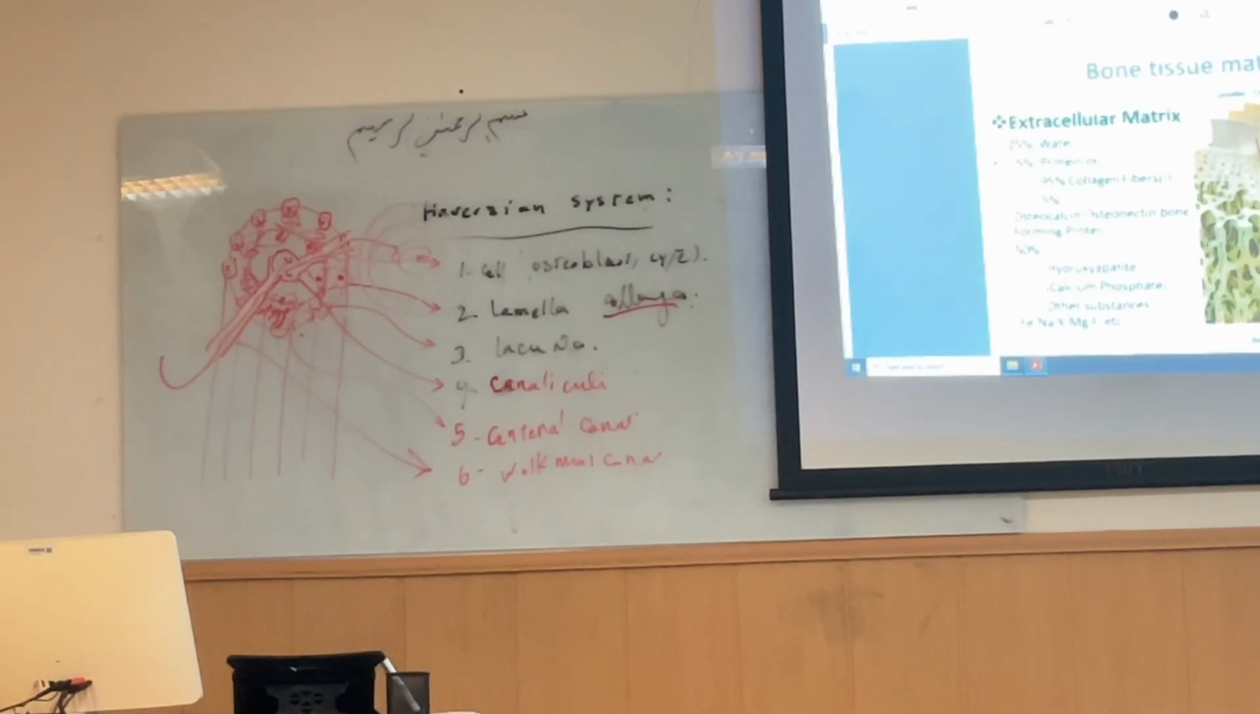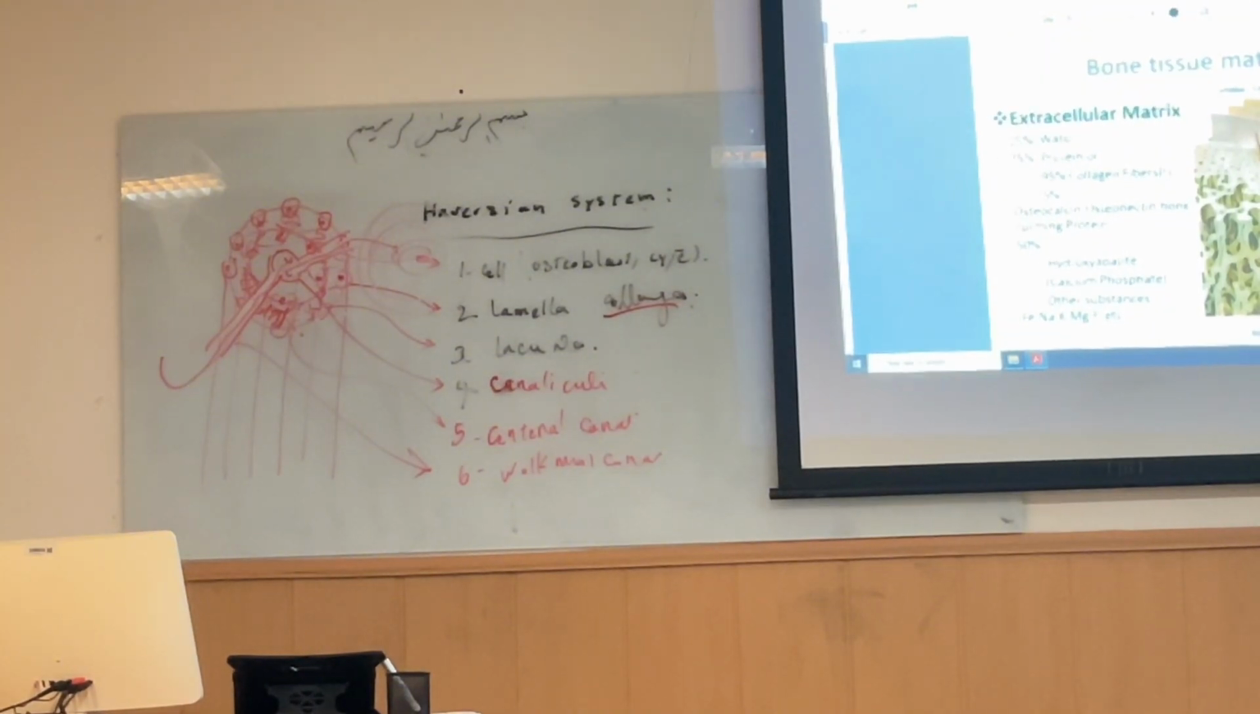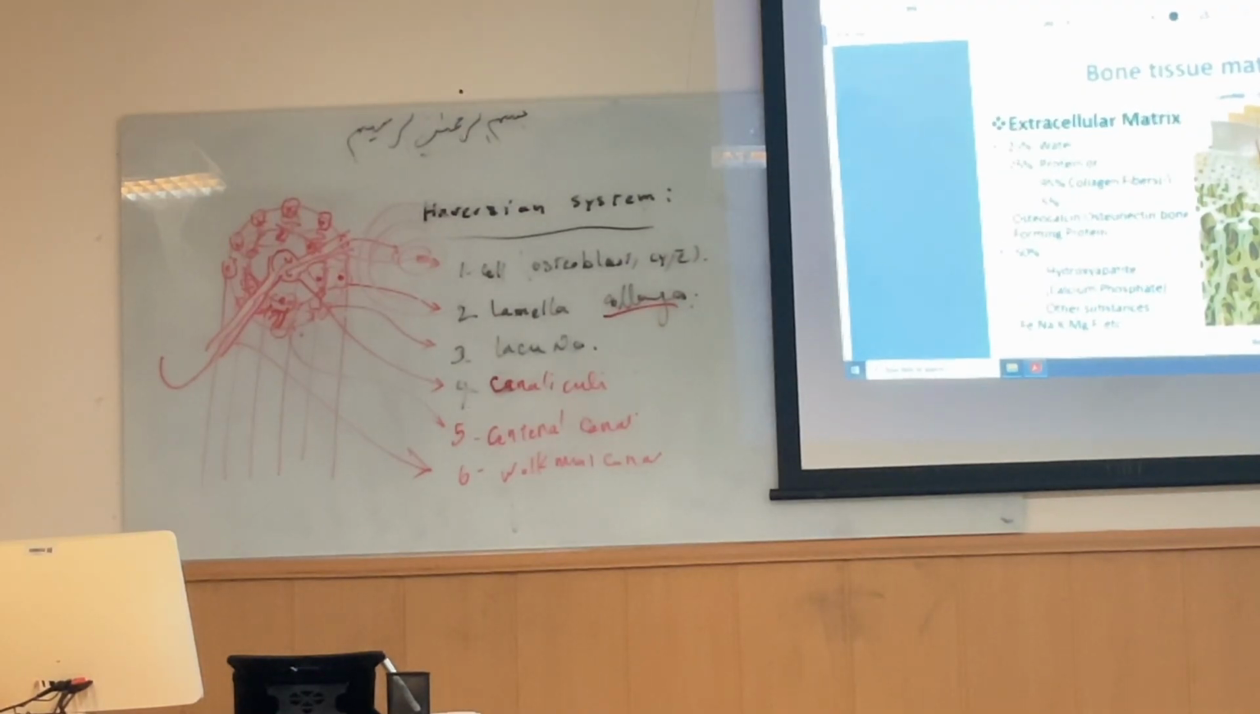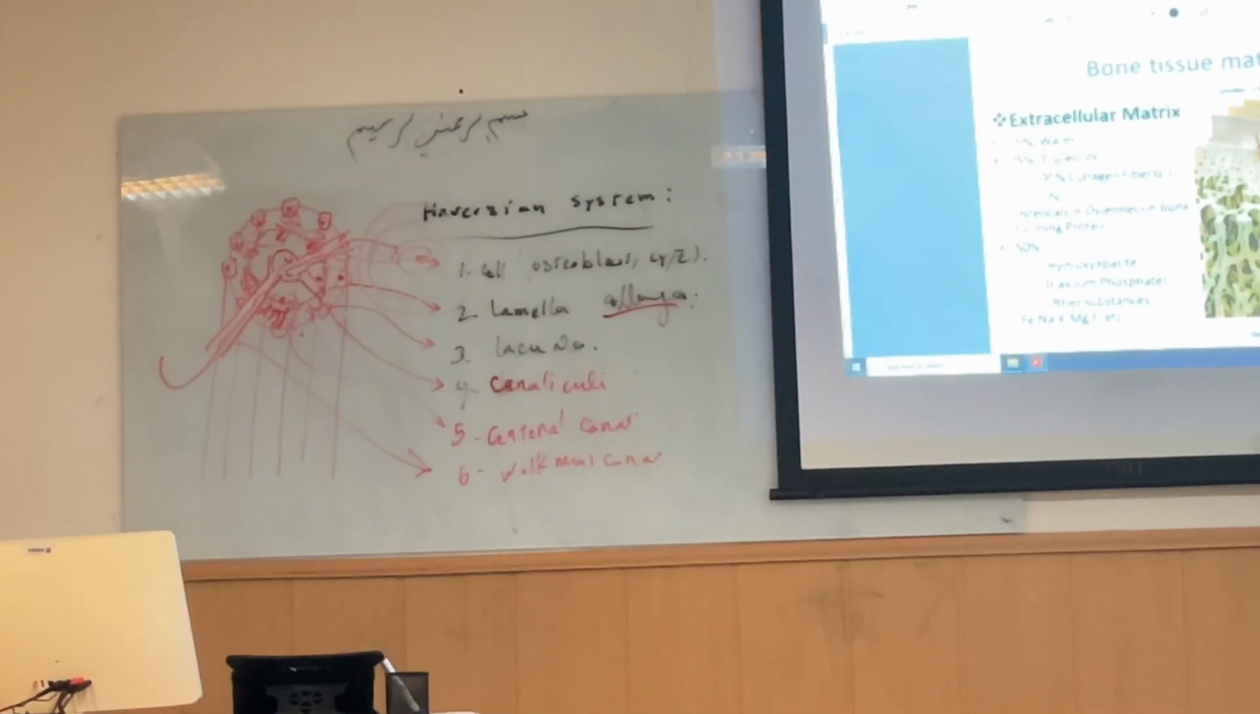The Haversian system has lamellae. The inner lamella is at a different angle to the outer lamella. The outer lamella is at an angle, the inner is at an angle, and all the angles are different from peripheral to central. This is the Haversian system. Very good. Repeat.